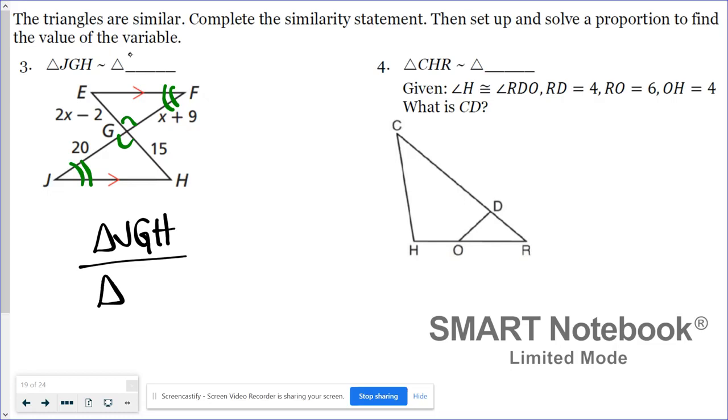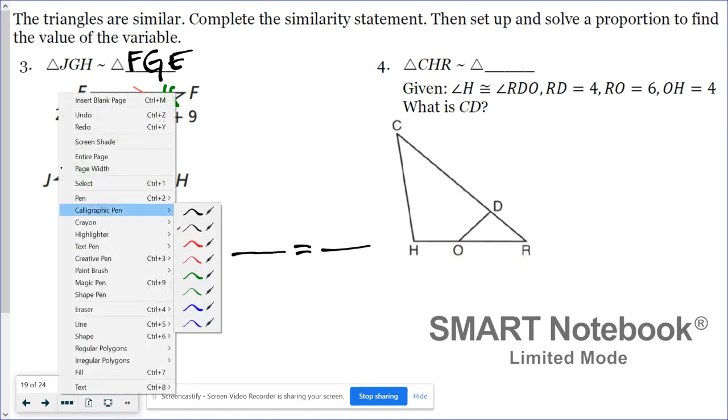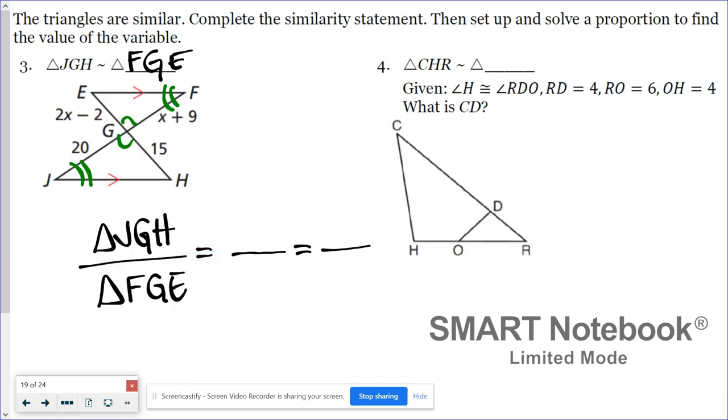So J and F, I now know are congruent. G is the vertex of our vertical angle, and then E. That similarity statement might help you in setting up your proportion. Okay, if you're getting a little twisted looking at the diagram. Okay, but I can put the two side lengths from triangle JGH on top. So I've got 20 over 15.